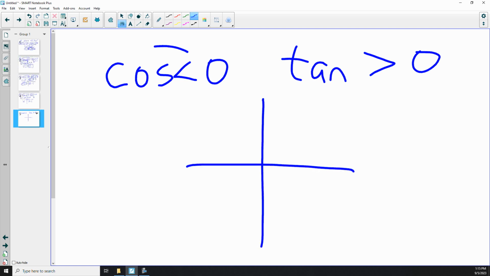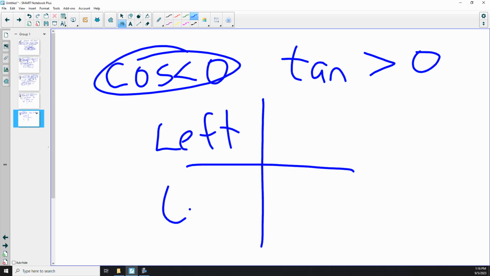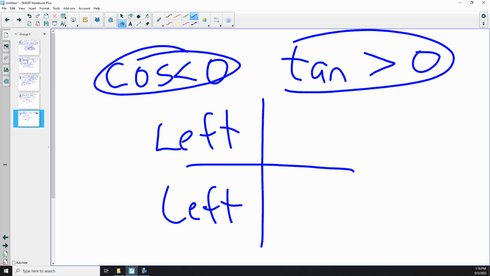Cosine is less than 0 means we're to the left. Tangent is greater than 0 means we're what? Agreeing. So we're either first or third. That's the agree quadrant. So what quadrant are we in? 3. Everybody knows this, right?